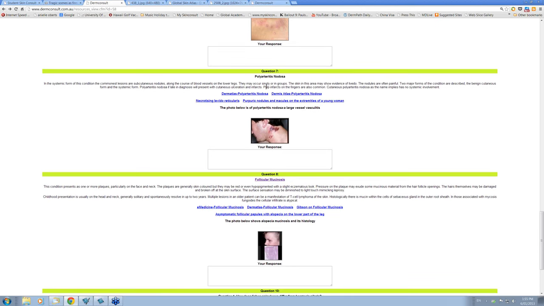In polyarteritis nodosa, nodules may occur singly or in groups. The skin may show evidence of livedo. The nodules are often painful. I think that's useful.